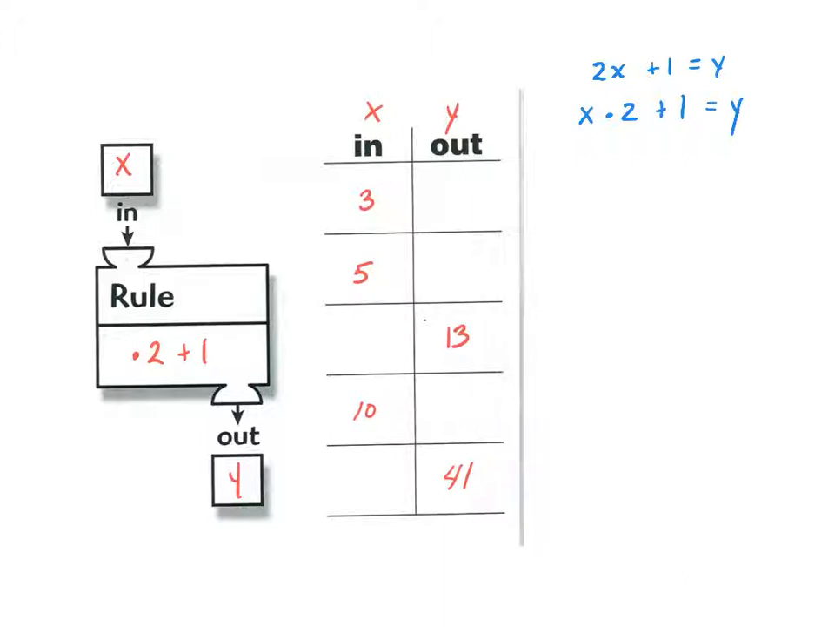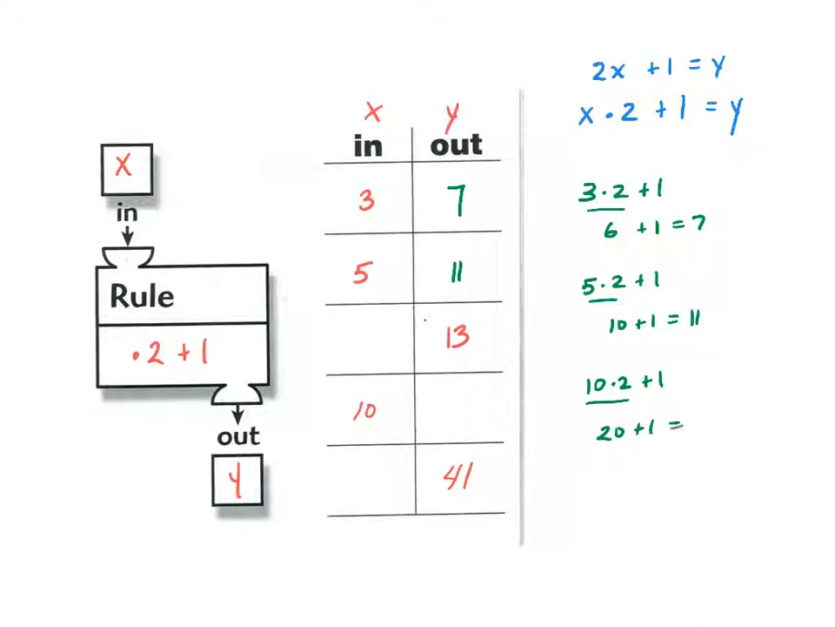So now I'm going to substitute my input numbers for the x and evaluate the variable expression for y. So that means I have 3 times 2 plus 1. 3 times 2 is 6, plus 1 equals 7. Then I have 5 times 2 plus 1. 5 times 2 is 10, plus 1 equals 11. I'm going to skip down to the 10. 10 times 2 plus 1, that is 20, plus 1 is 22.